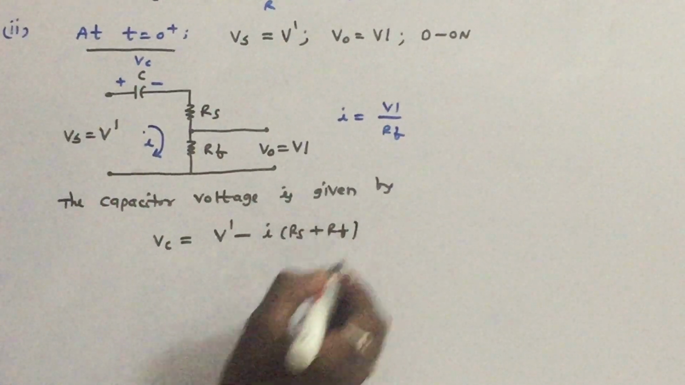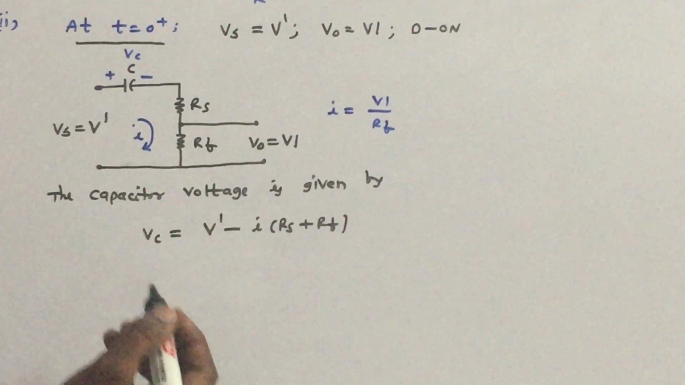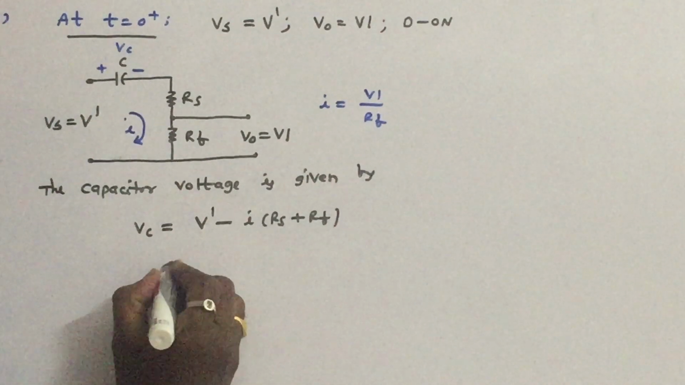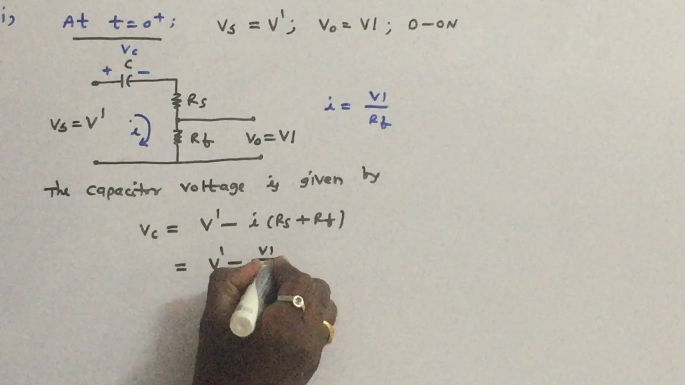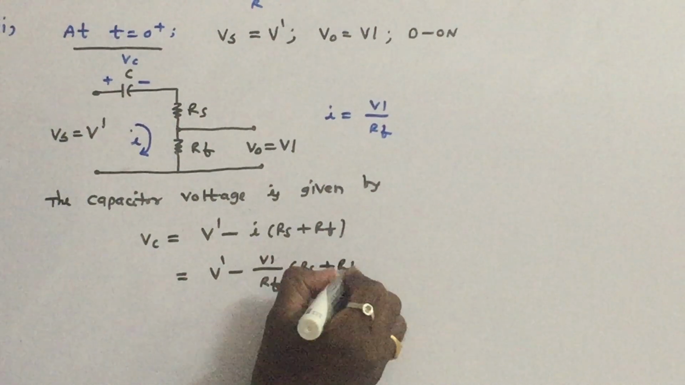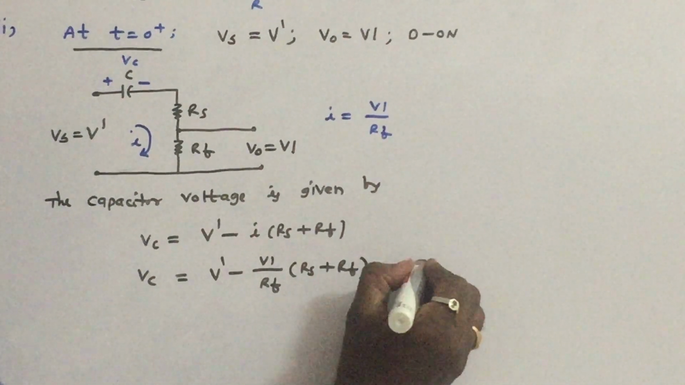Remember we are taking two cases. At t is equal to 0 minus, what are the circuit input and output conditions? At t is equal to 0 plus, what are the input and output conditions? So V dash minus, what is I? I in the circuit is V1 by Rf now, into Rs plus Rf. This is the Vc. Let us call this equation as small 2.